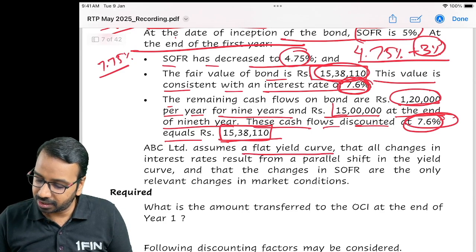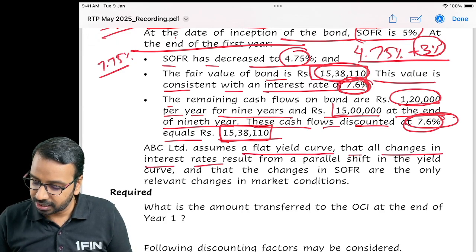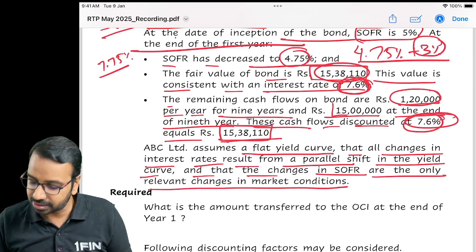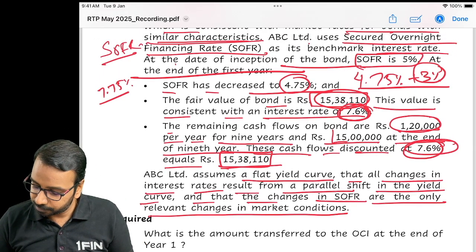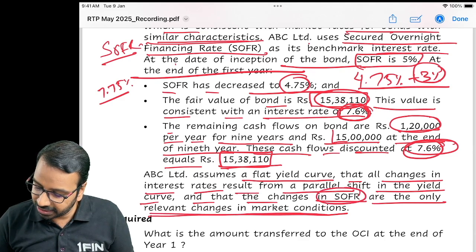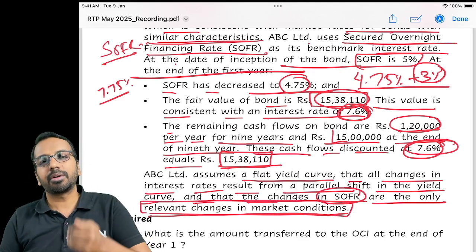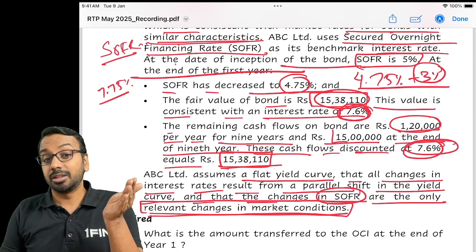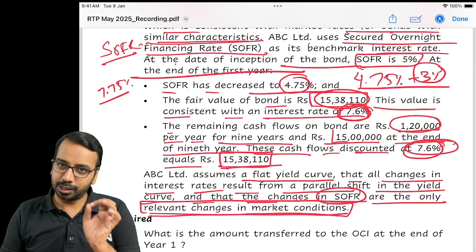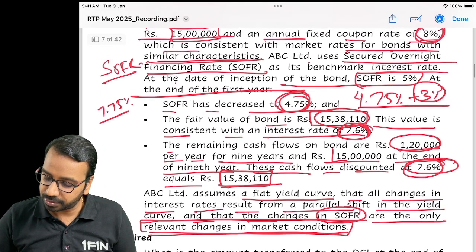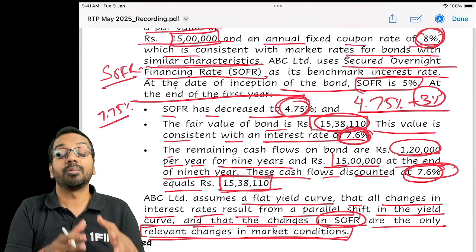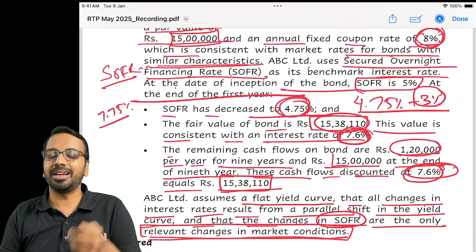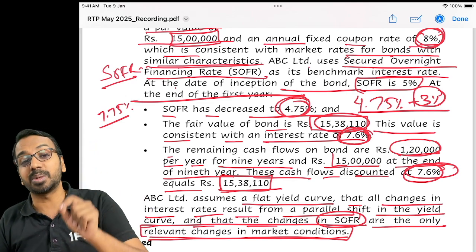ABC assumes a flat yield curve, that all changes in interest rates result from a parallel shift in the yield curve, and that changes in SOFR are the only relevant changes in market conditions. So what they're saying is, SOFR is the only relevant change in market condition. Wherever market rates have changed, SOFR indicates the rate change. Means if SOFR has changed from 5% to 4.75%, that 0.25% shift represents all the changes that have happened in the market. Which also means any other change is related to the entity specific condition.